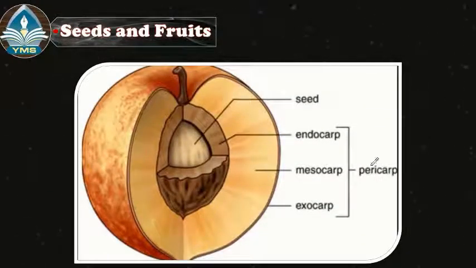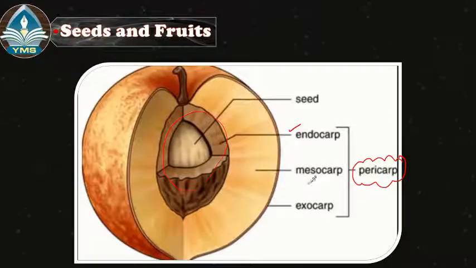Formation of the fruit. The fruit is made of the pericarp, which contains 3 layers. Now here, the ovary is going to swell up and develop into a fruit. The fruit has 3 parts. It has the pericarp, which is the wall of the fruit. Here we have the endocarp, which is the inner layer which protects the seed, and it is very hard.